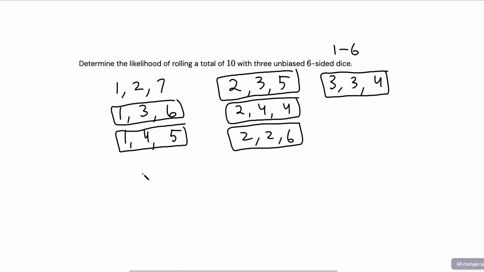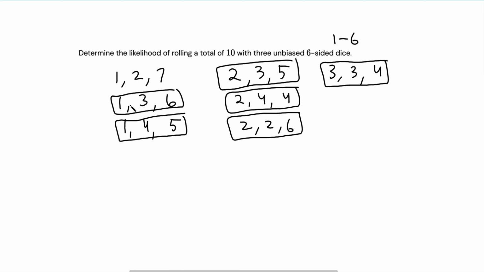And what about the first value being a 4? Well, 4, 5, 1 is included already. So all subsequent values must have already been counted. Actually, you can't even go on, right? Because 4, 6, 0, that's not possible. So these are all the possible sums. The dice need to show these numbers for the sum to be 10.